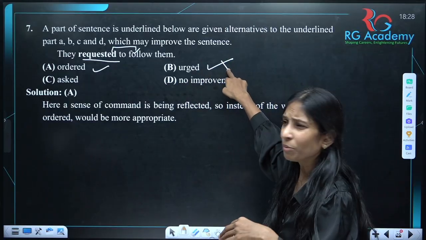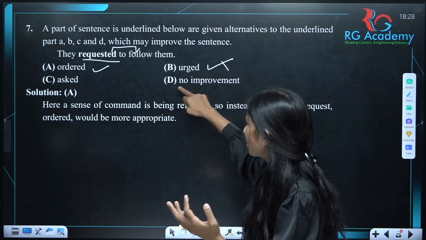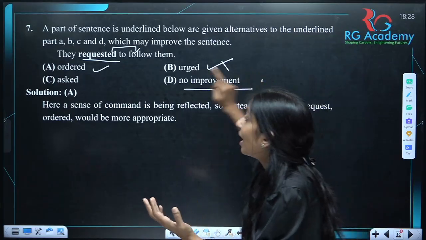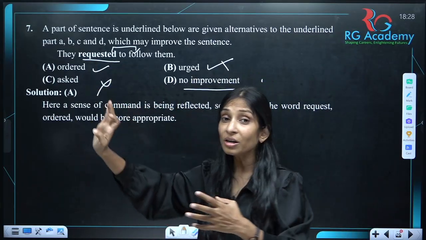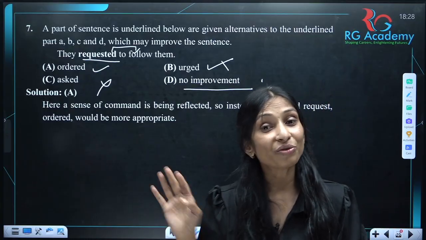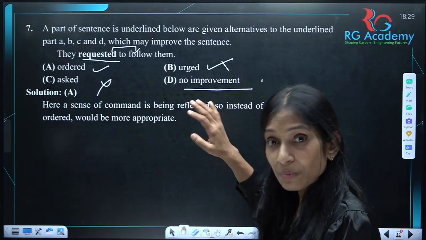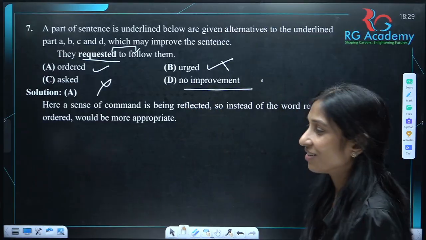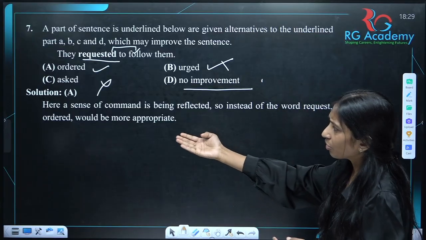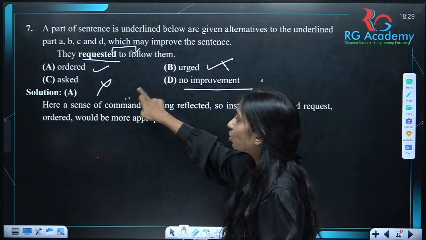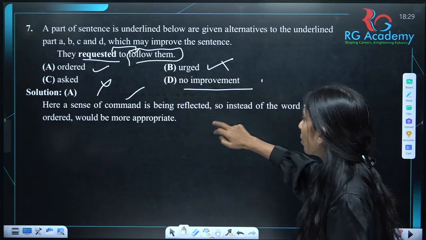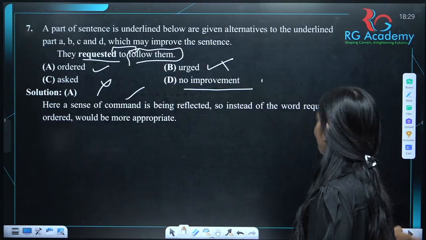Urged, no, because it is also similar to request. No improvement, no. The sentence requires improvement, right? And then asked, no. So ordered is the correct option, the correct replacement of the word "requested" in the above question. All right, now let us see. So here a sense of command is there. Yes, as I told you, a sense of command is there here. So the correct answer is ordered, not requested.